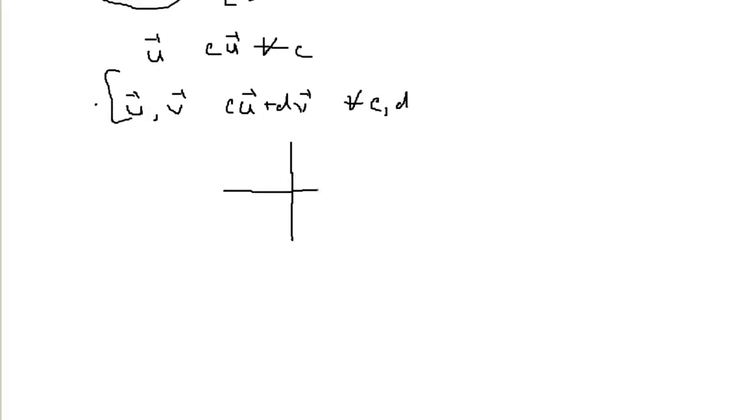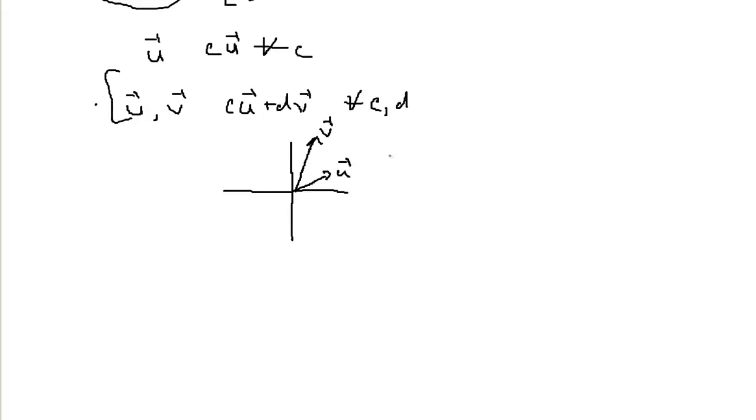Suppose I have 2 vectors, u and v, and I want to take all possible linear combinations of these vectors. So any possible C, any possible D, I multiply C and D times u and v, then I add those together and I put a dot. And the question is, after I do this for all possible C's and D's, what do I have?